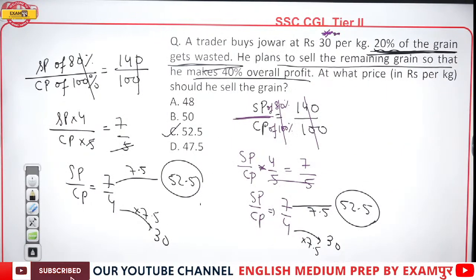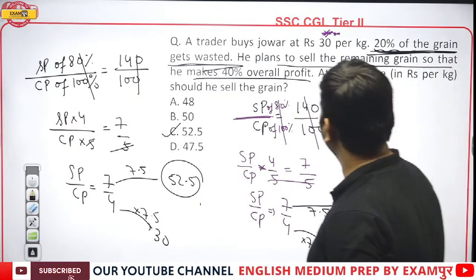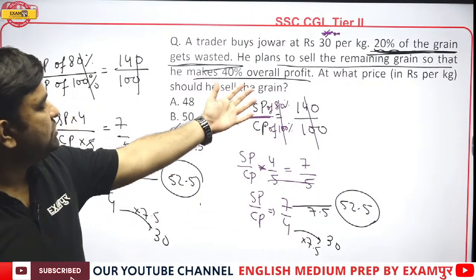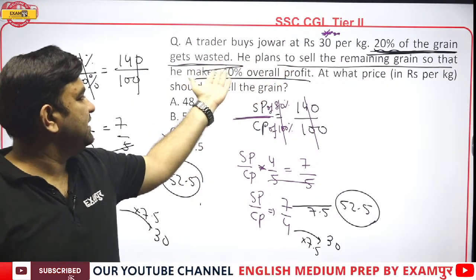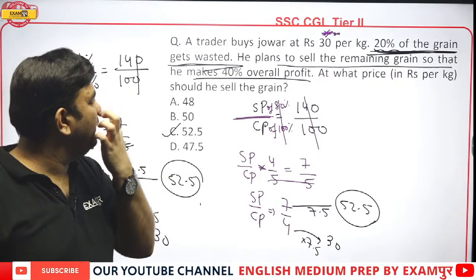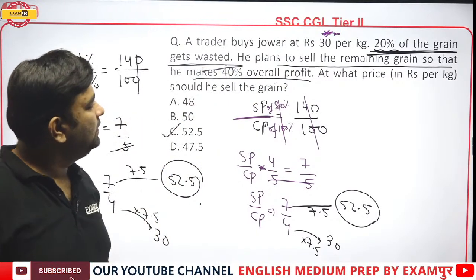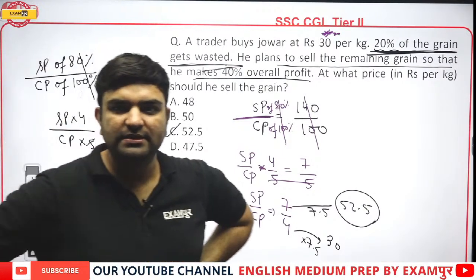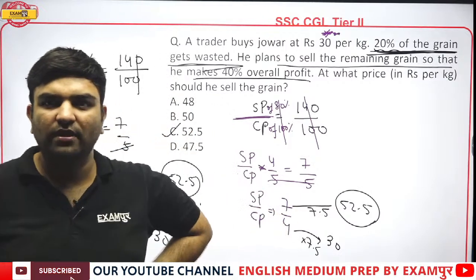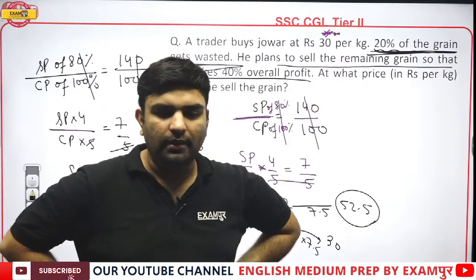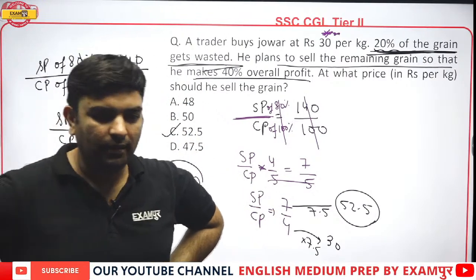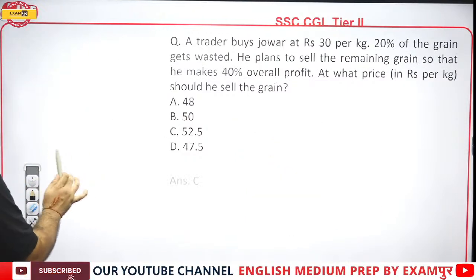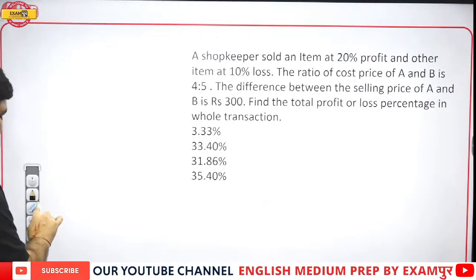No, yaar. We should not be doing it. It's only a question of some of the things getting wasted. You have to overall earn a profit of 40%. It is not that there are two parts, one at 10%, another at 20%, and overall we are getting 40%. It is not that question. Where there are two parts, one you are selling at some profit, another at some other profit, it is not that one.